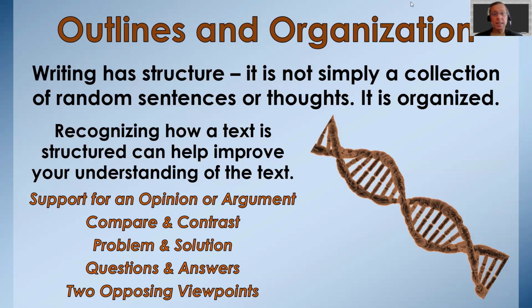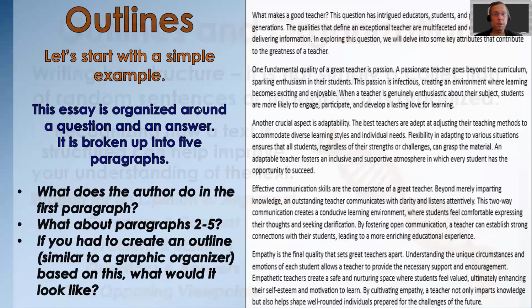Authors can structure text several different ways. They can be supporting an opinion or an argument. They could be comparing and contrasting. They could be stating a problem and potential solutions. They could be posing a question or questions and answering those questions, or they could be presenting two opposing viewpoints. So let's take a look at an example here.